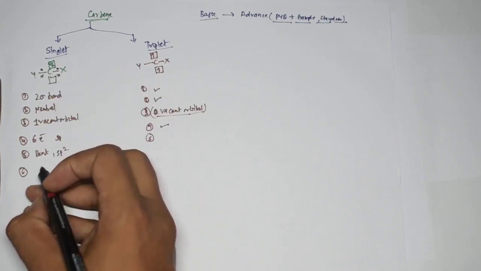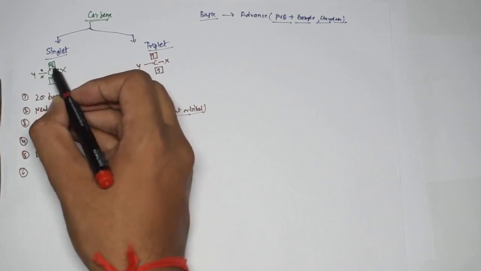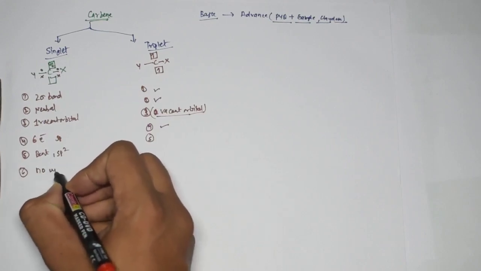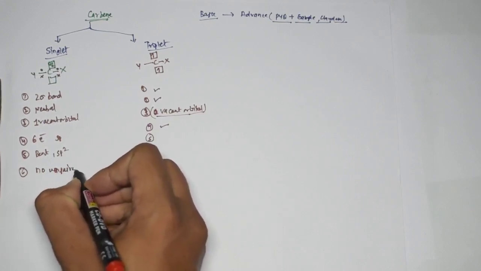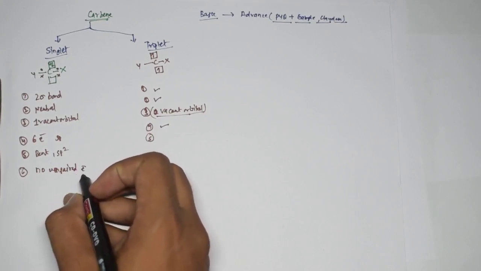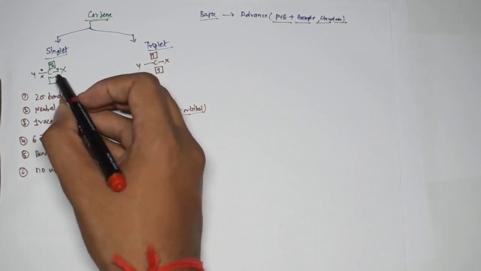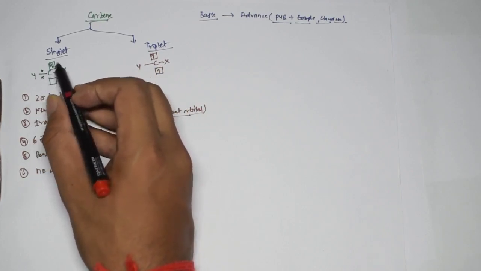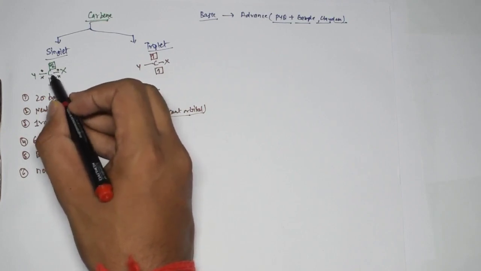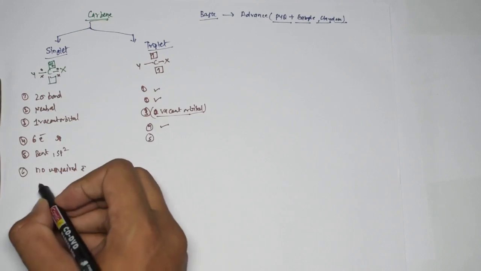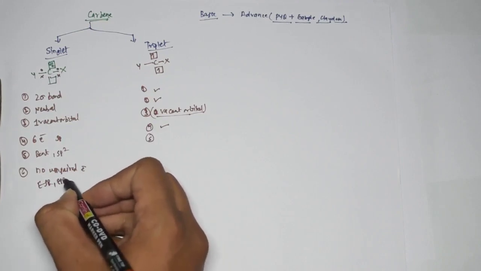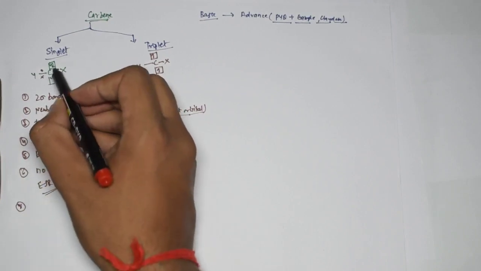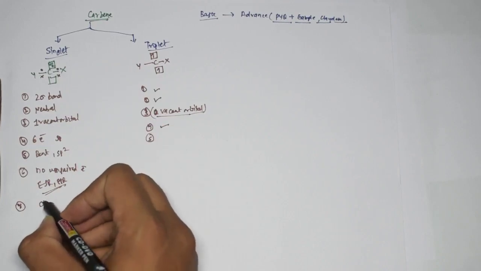The next point is that the electrons are completely filled in one orbital, so there is no unpaired electron. If we don't have any unpaired electron, then this cannot be detected by ESR or EPR, because in that case we require at least one unpaired electron. That's why this cannot be detected by ESR or EPR. The next point is that because the electrons are already paired, this will be diamagnetic in nature.